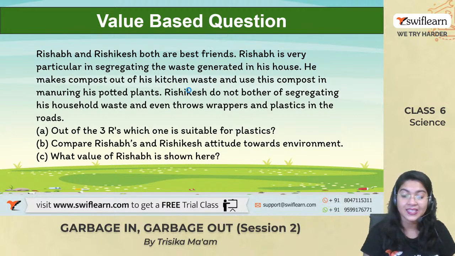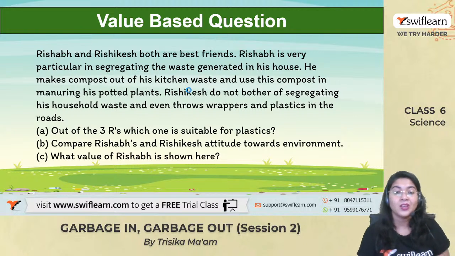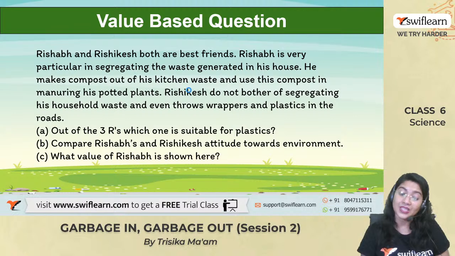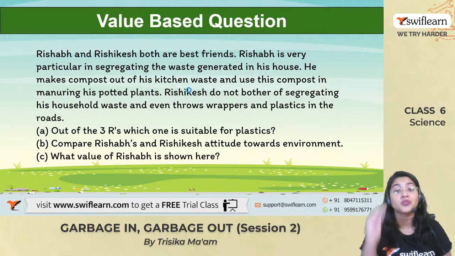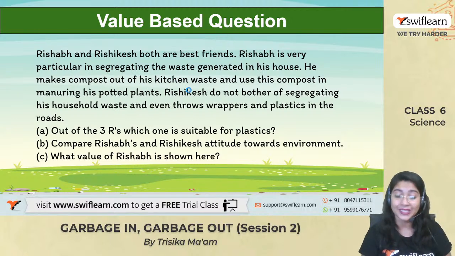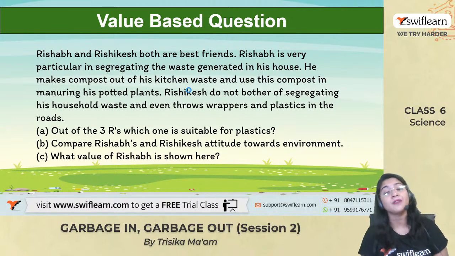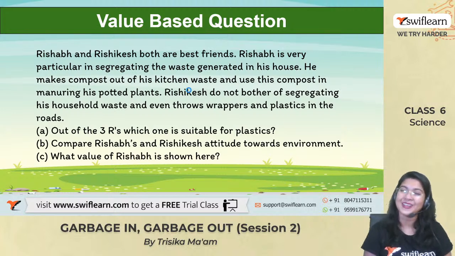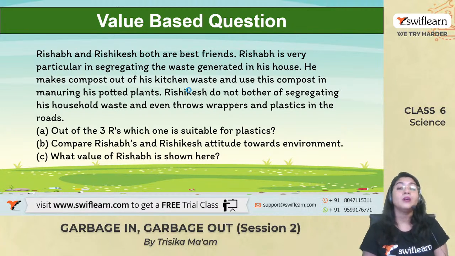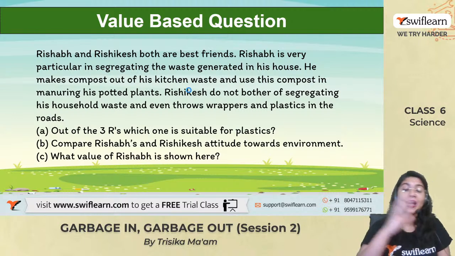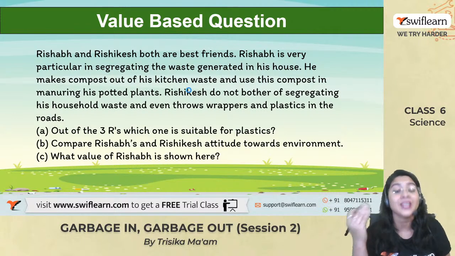Let me see who can give me the correct answer now. Out of the 3 R's, which one is suitable for the plastic product? It is reduce. We should reduce the use of plastic, because it is very harmful for the environment. Is it clear? Now compare the attitude of Rishabh and Rishikesh towards the environment.